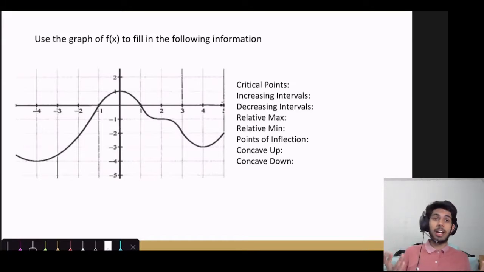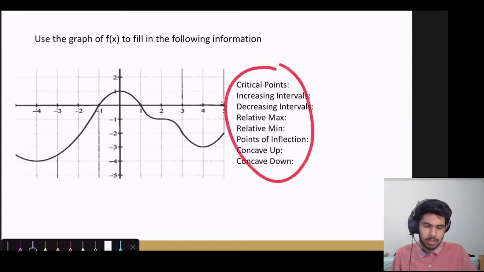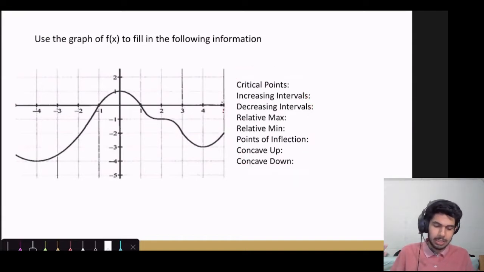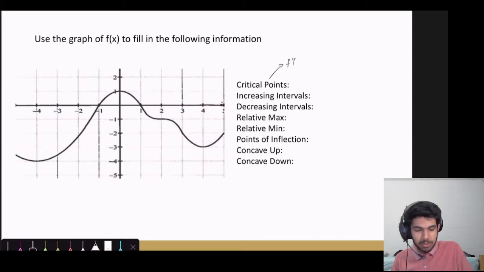So we're going to start out with just a simple practice problem. This is going to review a lot of the things that we've learned about extrema. Simply, all we want to find are these quantities on the right: critical points, intervals that are increasing, decreasing, etc. Knowing how to find these is going to be critical in the future. So let's start with the critical points. We know that critical points occur when the first derivative equals 0 or DNE.